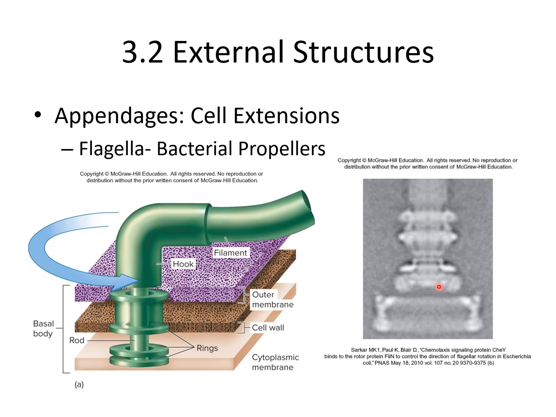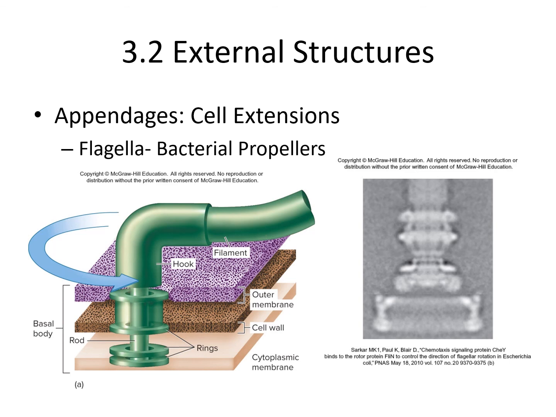Looking over here on the right, here is a transmission electron micrograph showing you the basal body and the beginning of the hook. This is an actual motor. It's driven by hydrogen flowing from the space between the cell wall and the outer membrane, back across the cytoplasmic membrane and into the cell to be pumped out later. Flowing through, it causes this to spin. This spins, causes the hook to spin, and then the filament whips around.